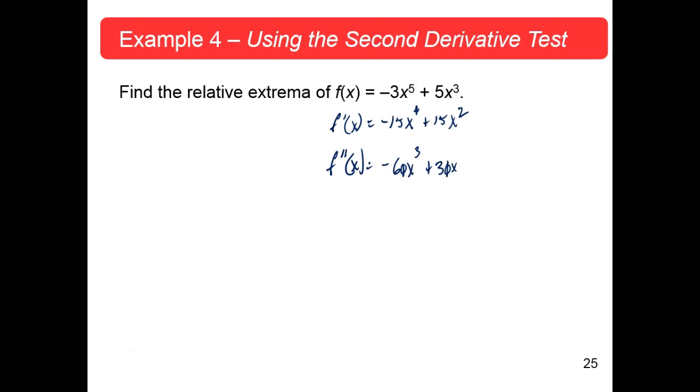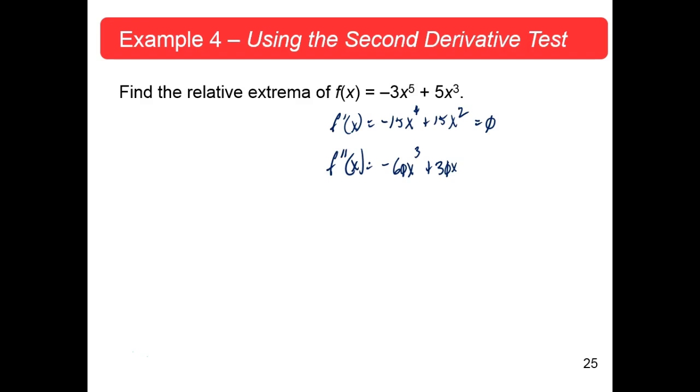How do we find our critical numbers? Where the first derivative is either equal to 0 or does not exist. Let's deal with it. Does it not exist anywhere? No, that's a polynomial. It exists everywhere. So throw out the does-not-exist case. Let's find where it's equal to 0.